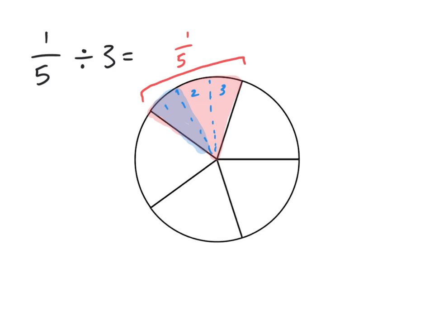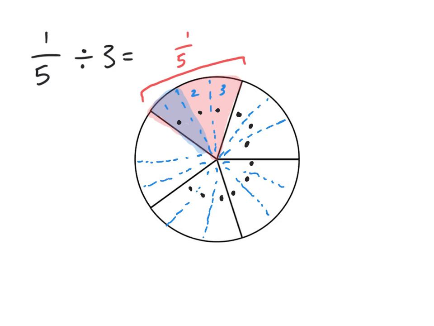Now just looking at this model, I can't really tell what is the size of the piece I'm left with, so I could continue to divide each fifth into 3 equal pieces. It's not perfect. Good enough. And then if I count up the total number of pieces, I've divided one whole into 1, 2, 3, 4, 5, 6, 7, 8, 9, 10, 11, 12, 13, 14, 15 pieces. So 1/5 divided by 3 equals 1/15.